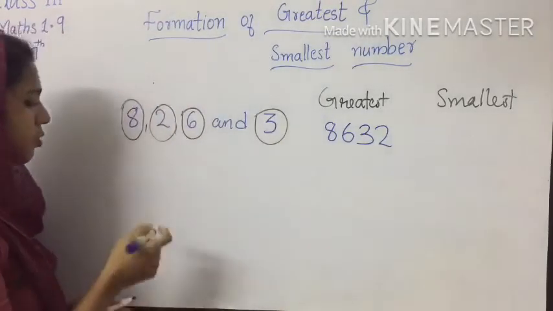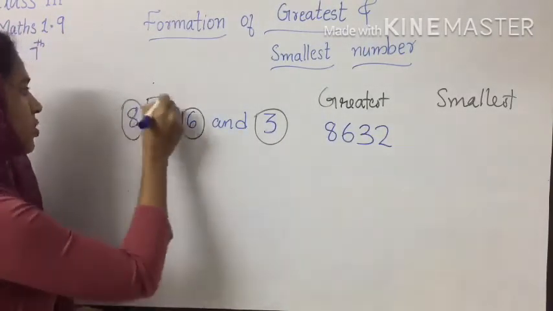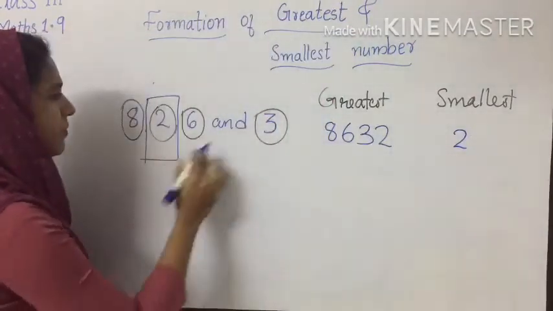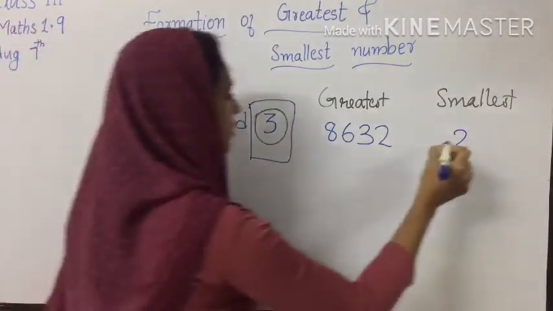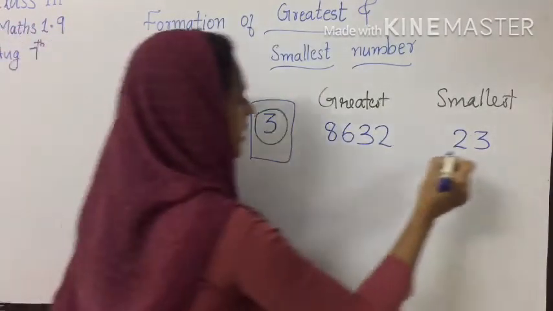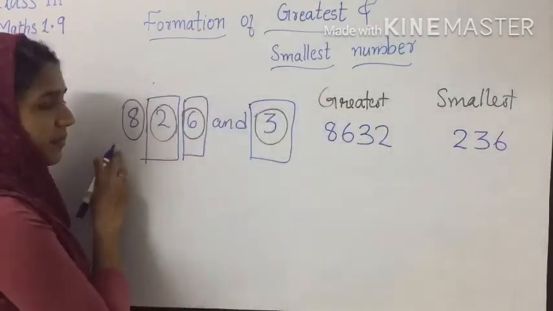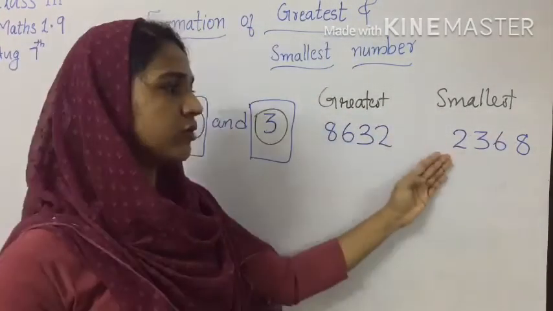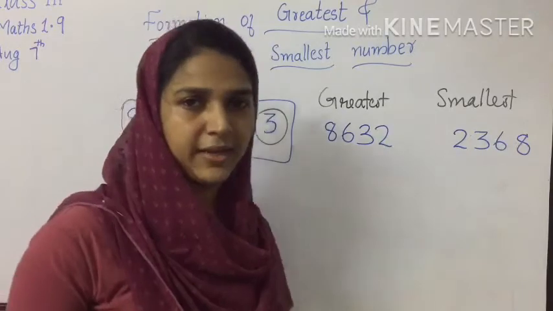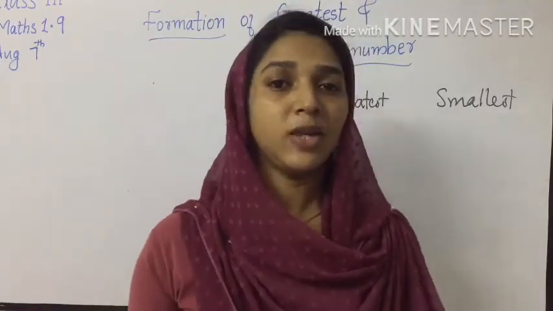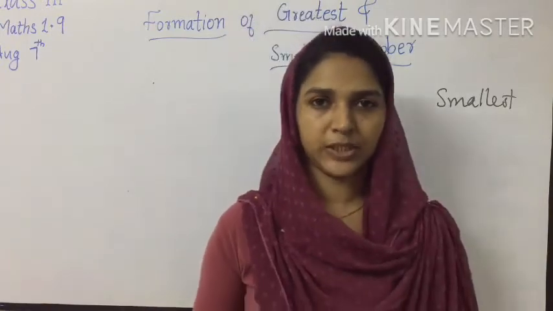To form the smallest number, we are using ascending order, smallest to largest. So which one is the smallest digit in this? 2 is the smallest digit. 2. Next, 3. Next one, 6. And the last, that means the largest, 8. So the smallest number is 2368. Okay, clear now?